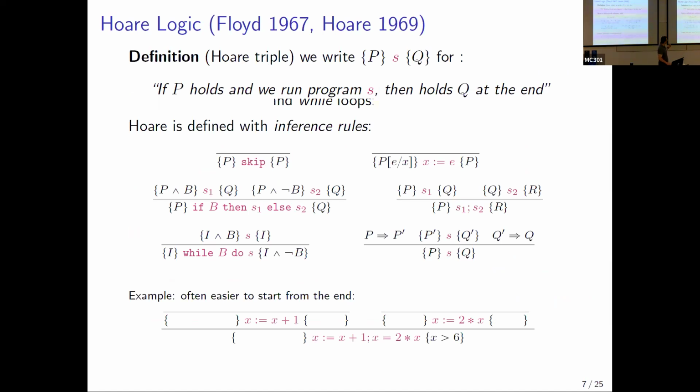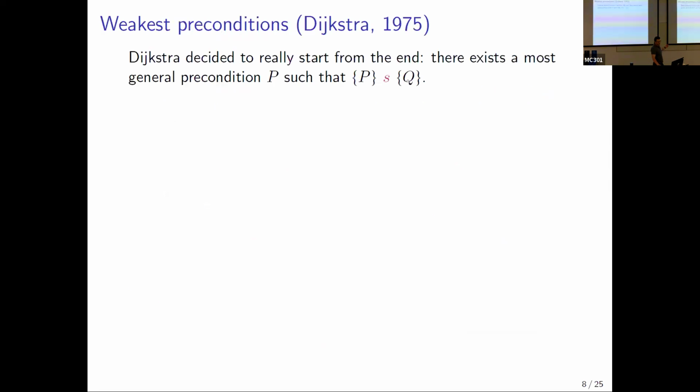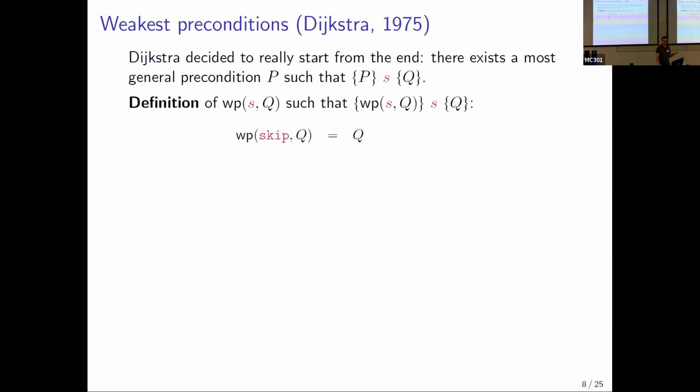Maybe one thing I'll do is that usually when you prove something, you start at the end, because that's maybe easier if you have a bunch of assignments. So then there is weakest preconditions. Who knows weakest preconditions? Two thirds. So the idea is that you almost start from the end, as a principle. So you have WP S Q, the weakest precondition of S with the postcondition Q, which you can compute inductively on your language.